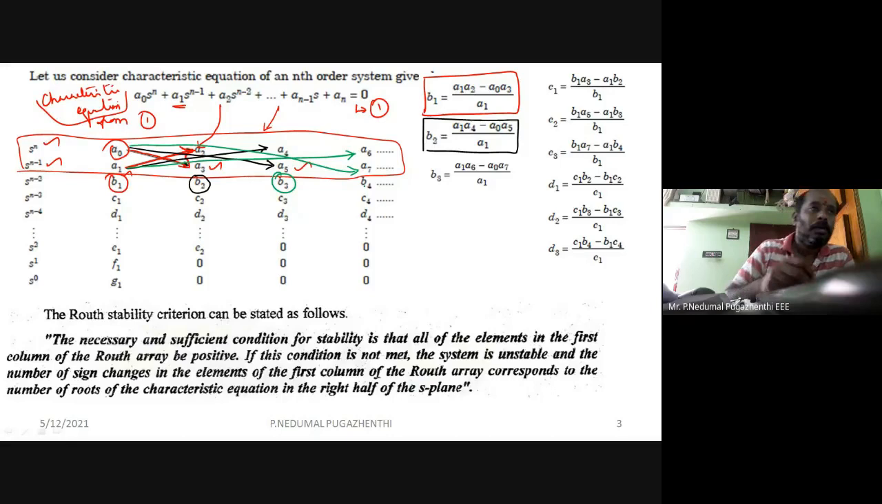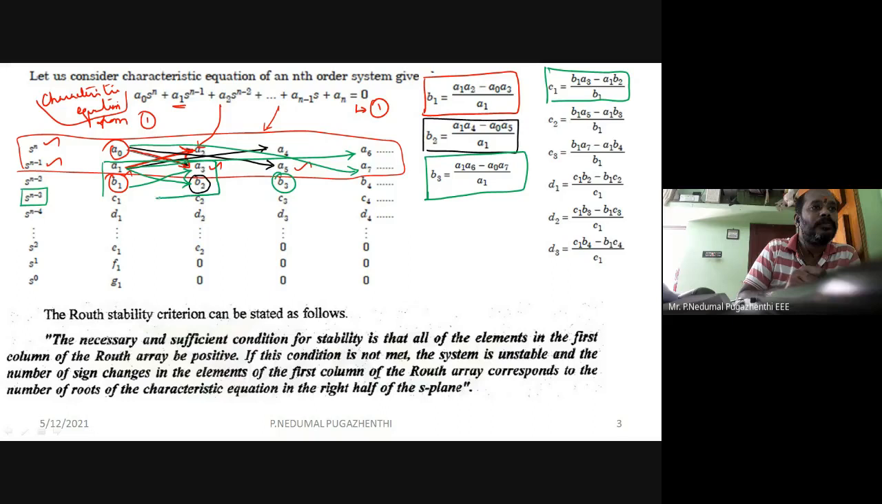Right. Now, I am going for the fourth row. Fourth row is S power n minus 3. I name the first element as C1. What is C1? It is B1 into A3 minus B2 into A1 divided by B1. You can see it here. B1 A3 minus A1 B2 divided by B1, because these are the two rows you have to consider to calculate this C1.